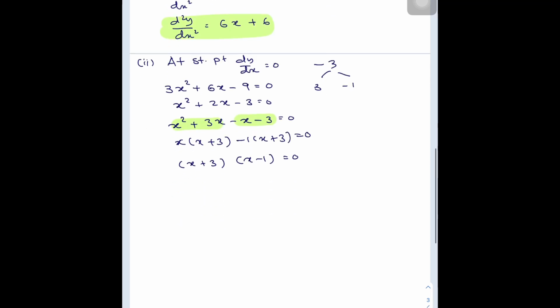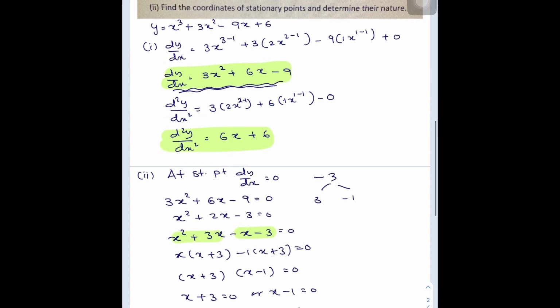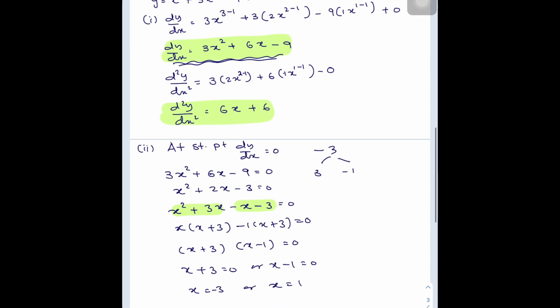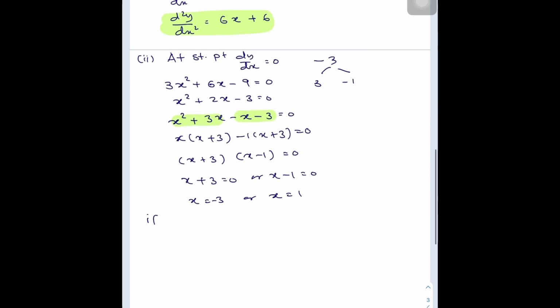So that's x plus 3 and x minus 1 is 0. So I can write x plus 3 is 0 or x minus 1 is 0. So x is negative 3 or x is positive 1. So these are two stationary points. It says find the coordinates. Coordinates means both coordinates x and y.